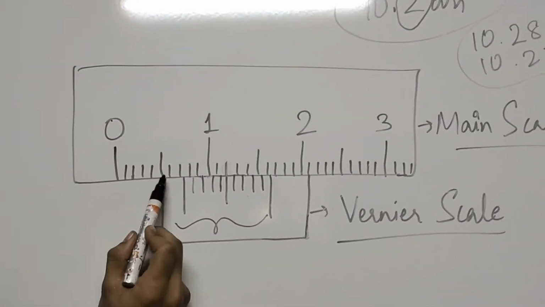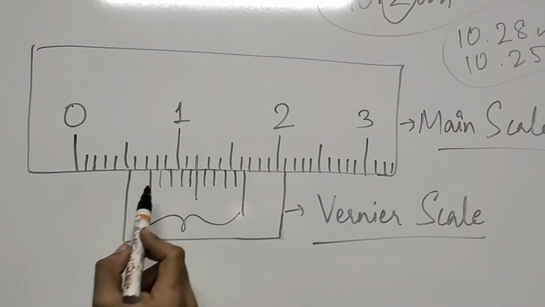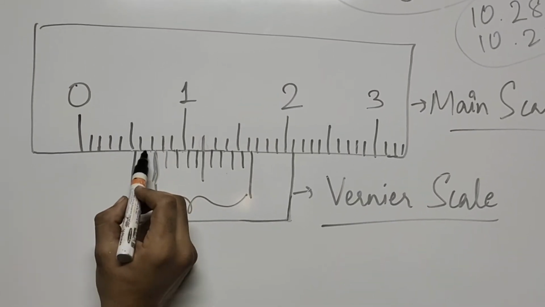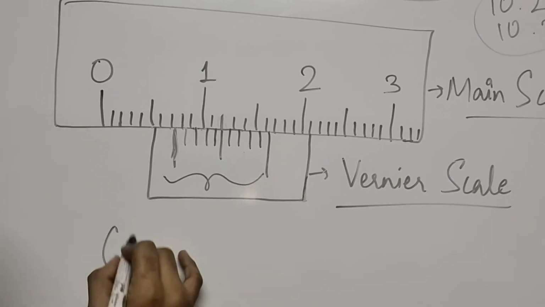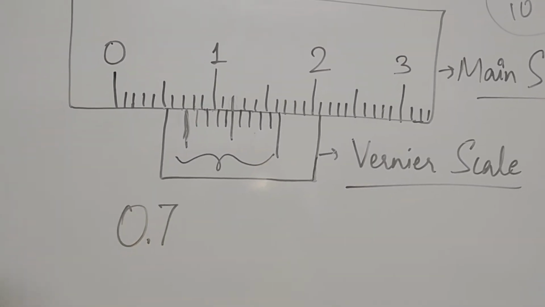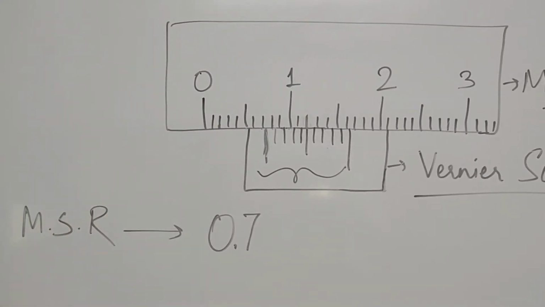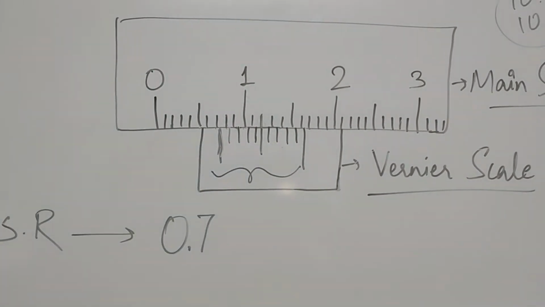This is 0.5, this is 0.6, this is 0.7 and this is 0.8. The zero of the vernier scale is in between 0.7 and 0.8. So we will take the lesser quantity, that is 0.7. This is the main scale reading, that is 0.7.